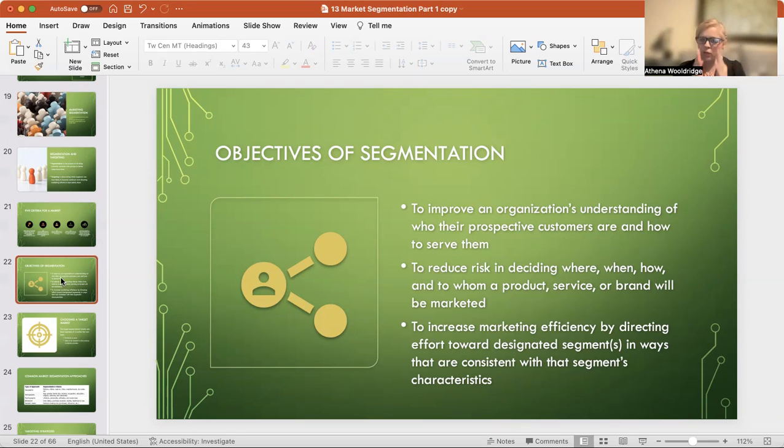So make sure that your target market actually has the ability to buy your product. Maybe you're an online business, then anybody has an opportunity. But if you're a regional brick and mortar type of place, you don't have that opportunity. Segmentation also helps us to increase our efficiency by directing our effort in ways that are consistent.